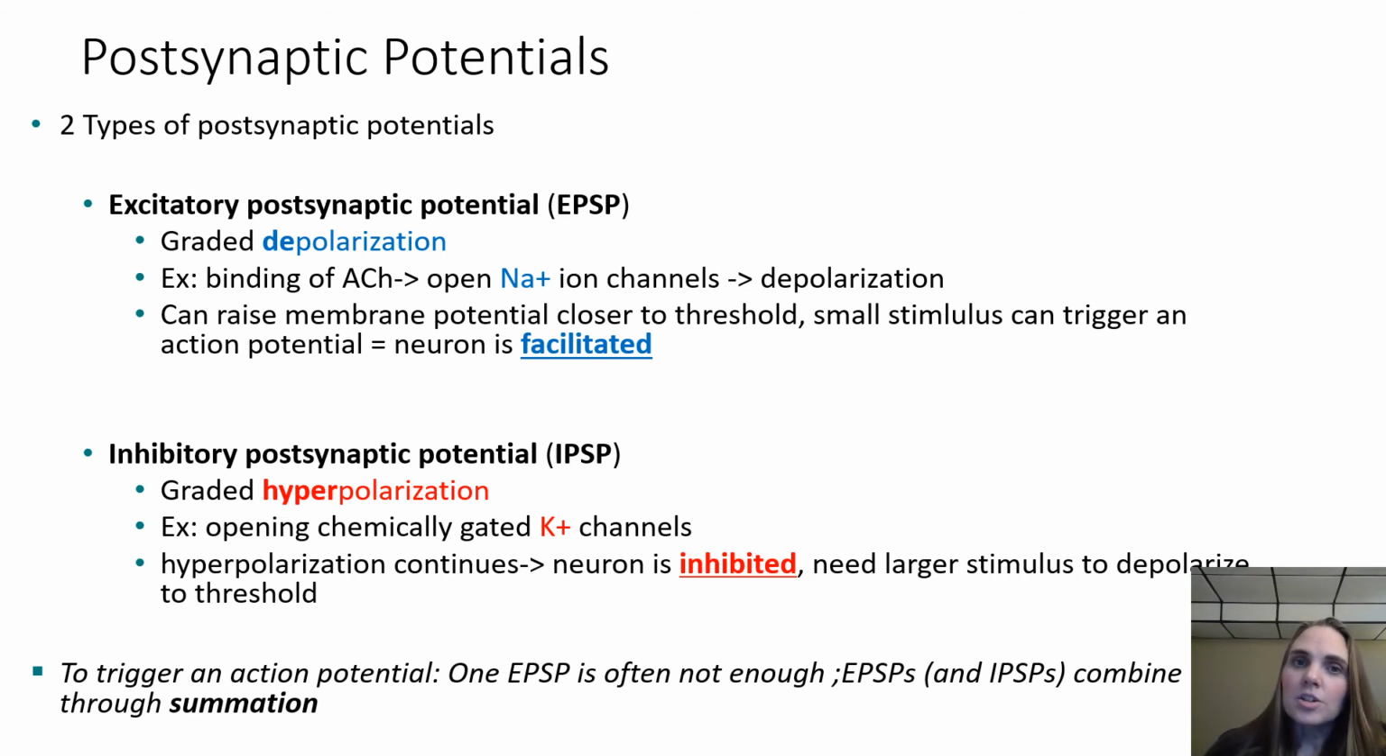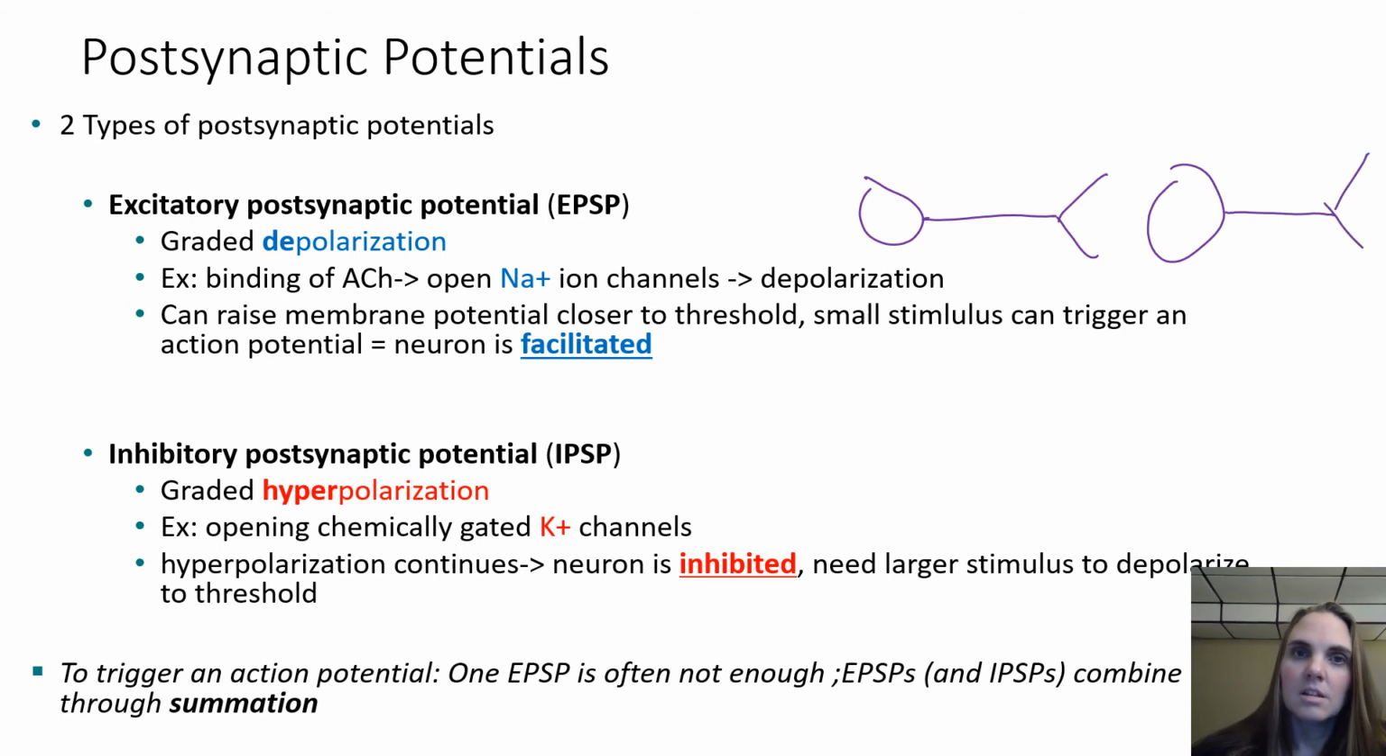Our graded potentials develop in a postsynaptic cell membrane in response to the neurotransmitters that bind it. We have two different types of postsynaptic potentials. When I say postsynaptic potential, it's that graded potential produced by the postsynaptic cell. So here's our first neuron, and then here's our second neuron. This is our postsynaptic cell, and it's got some sort of receptor. The presynaptic cell is going to release some neurotransmitters that are going to bind that receptor.